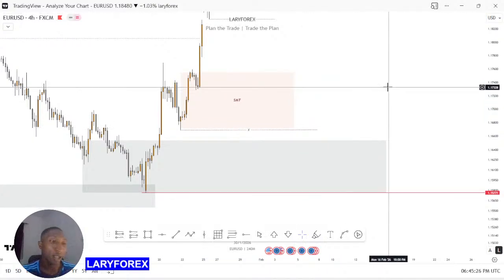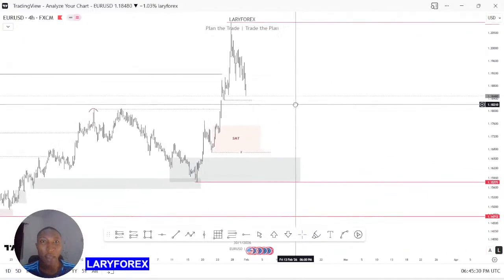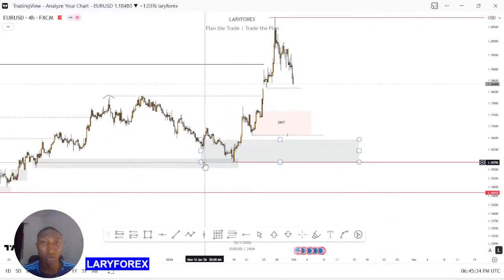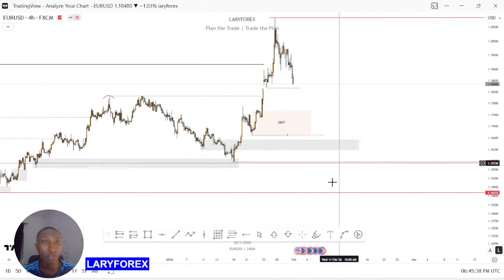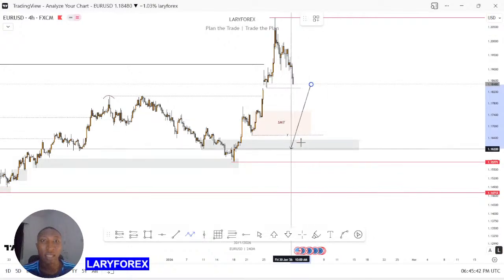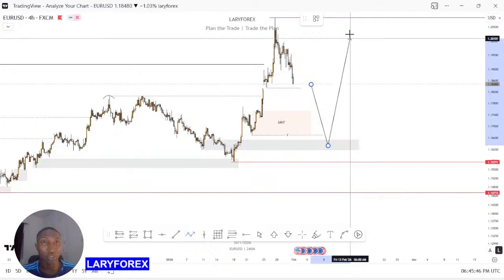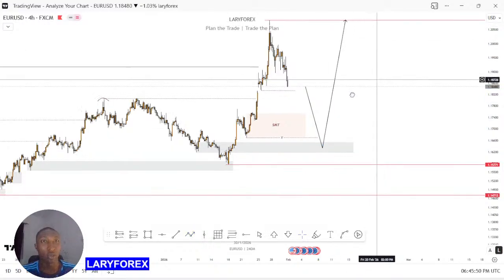So with the SMC trap, what I'm anticipating is price coming down to my preferred demand here, taking out this SMC trap, which for me is a trap, and then buying off it to create a new high.